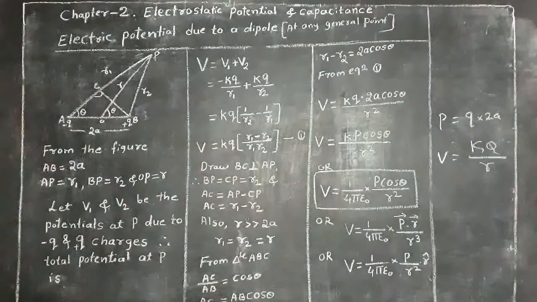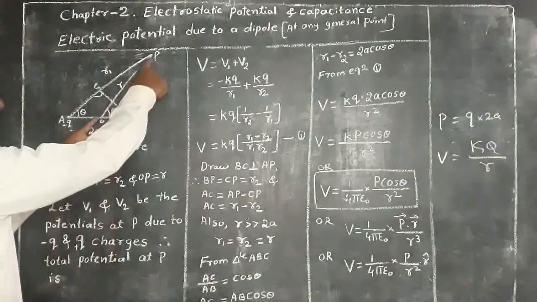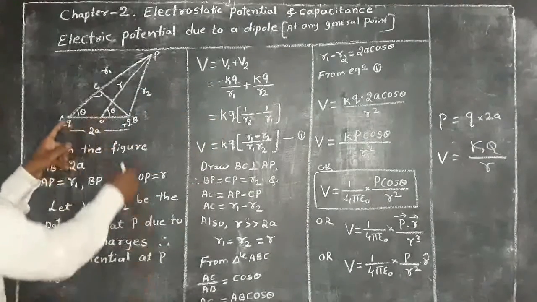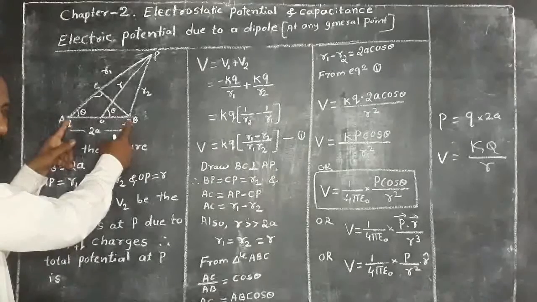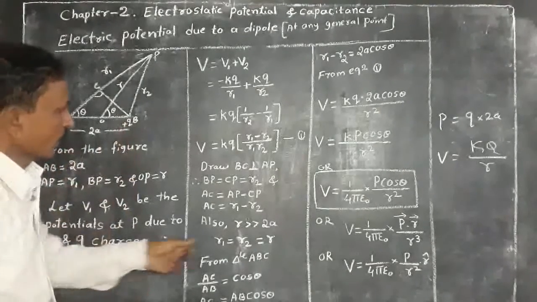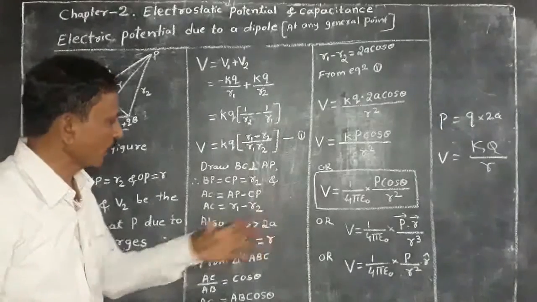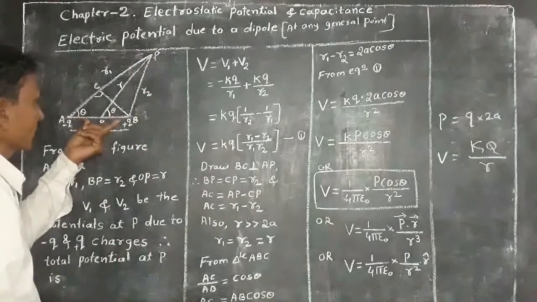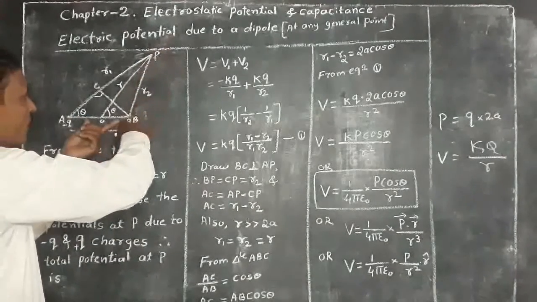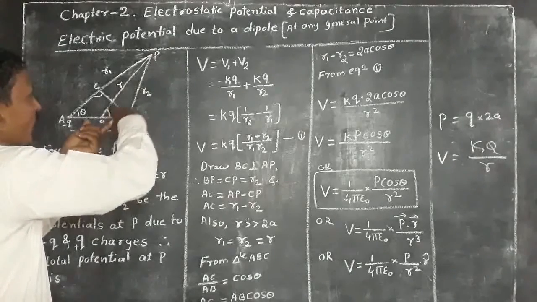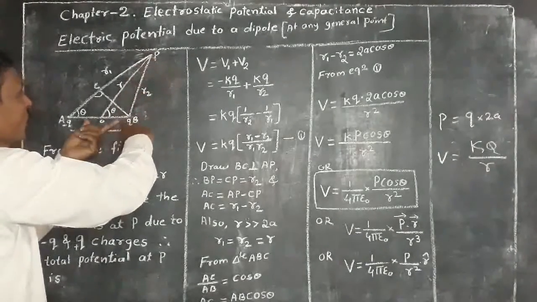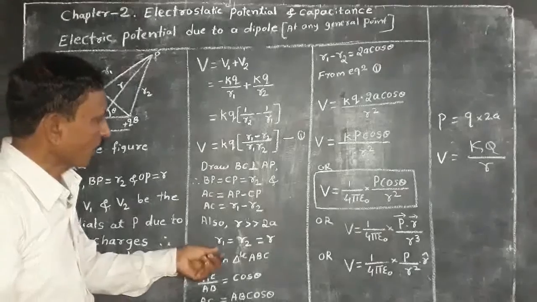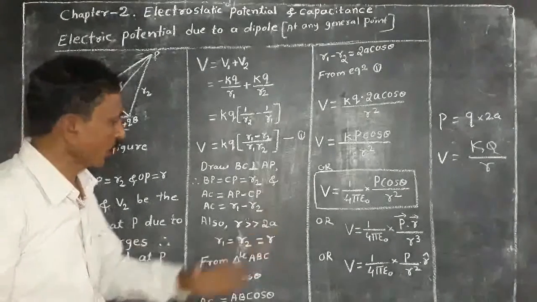And also, if point P is at a far off distance compared to the dipole length 2A, that is, if R is very much greater than 2A, then R1 is equal to R2. If the distance is very small compared to the point P, then the distance from the center of the dipole, that is R, is equal to R2 and equal to R1. Hence, R1 is equal to R2 is equal to R.